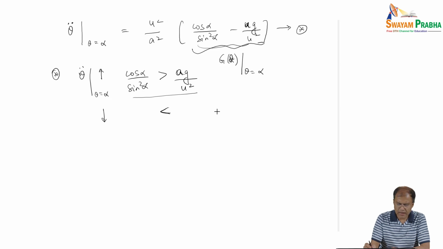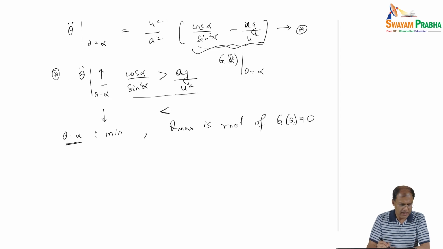So we can conclude that whenever this is positive, theta equal to alpha is the minima, because the increasing trend with positivity and the decreasing trend with negativity clearly indicate that theta equal to alpha is the minimum. And theta max is going to be the root of the other expression, g theta. So theta max is the root of g theta equal to 0. So that is what we have, and that's it.